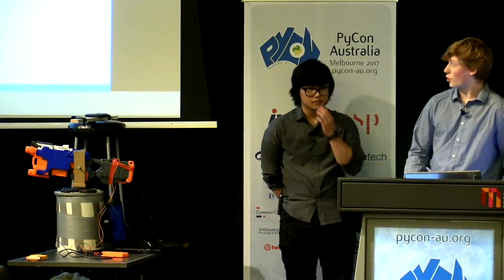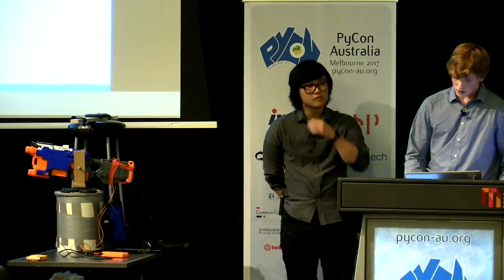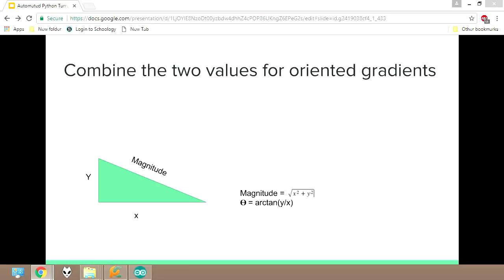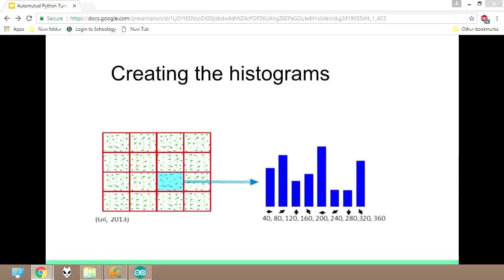Once you've got those, you can combine them using Pythagoras and trig so that you have an oriented gradient. Normally you have unsigned, so you only have between 0 and 180 rather than signed. That's basically because you don't care if it's going left or right or up and down, as long as you know that it's vertical or horizontal. It doesn't matter which way, and it's easier to deal with only half of them. So once we've got an oriented gradient for each pixel, we can send that into a histogram.